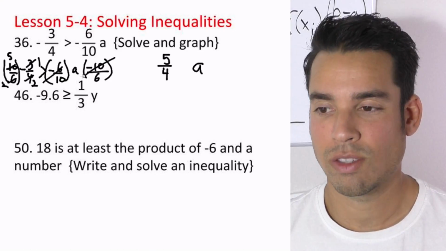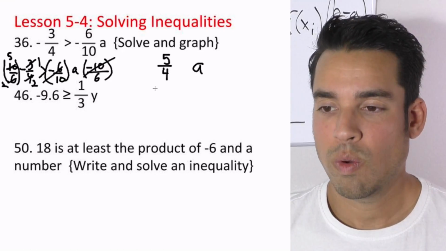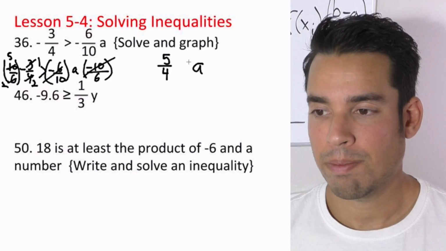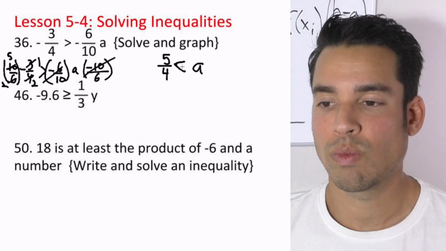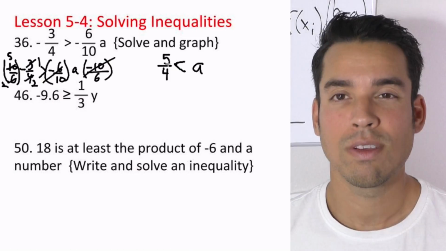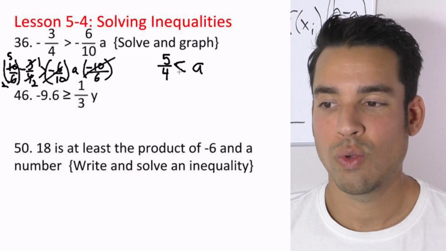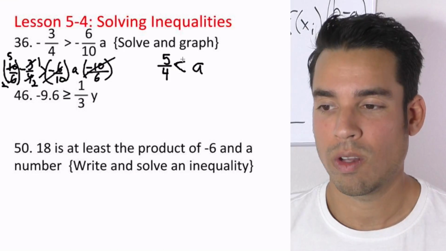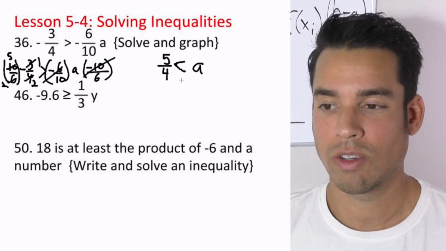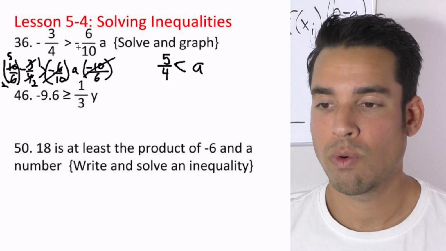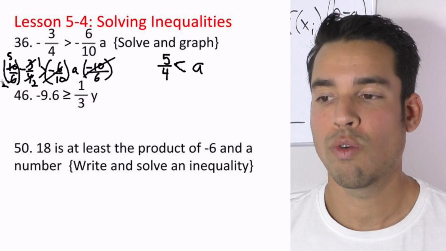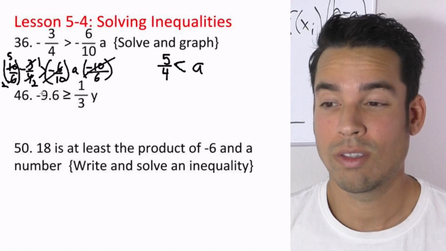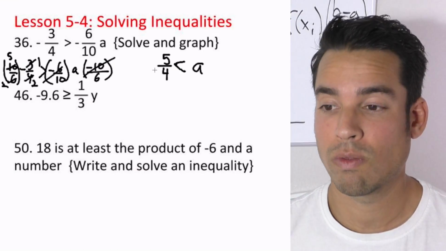The negatives cancel out. But what about the inequality? We actually flip the inequality. A is greater than 5/4. The reason why is because when you multiply both sides by a negative, you've got to flip that inequality symbol. So now A is greater than 5/4, right? And if we wouldn't have simplified, we would have gotten 30/24. The same thing, right? You divide both by 6, you still get 5/4.